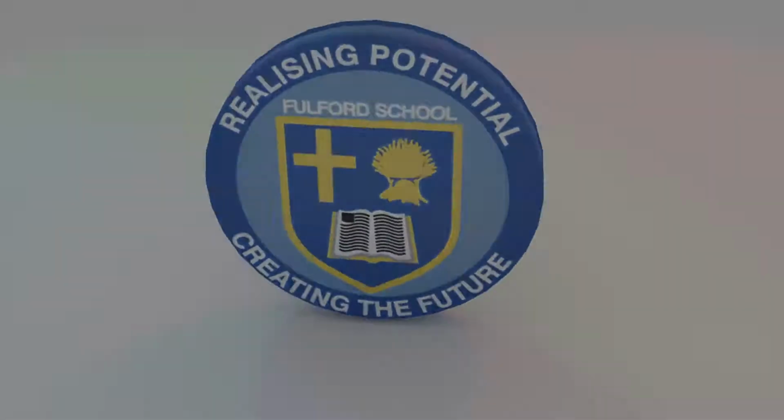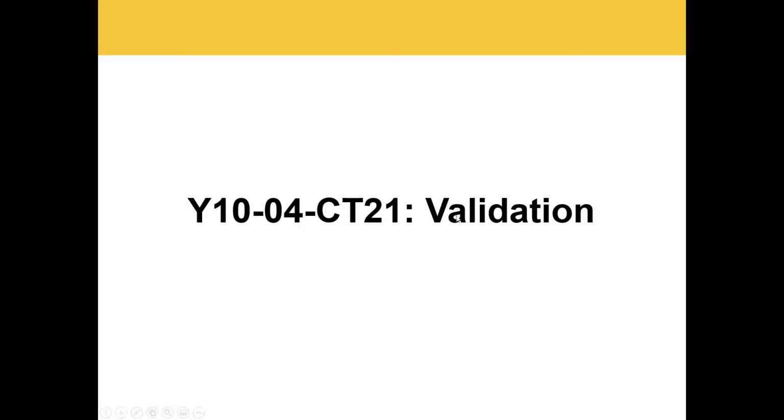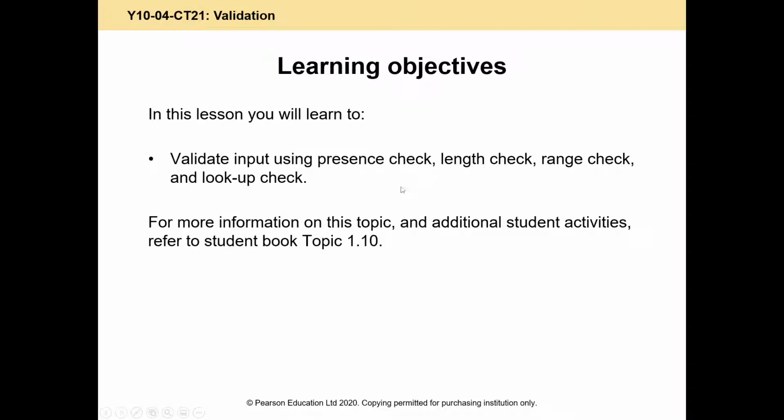Okay, good morning. So today's lesson is all about validation, which means that we're checking the values that the user types in to make sure that they are sensible. If we get validation right, we can make our programs much easier to use, give better feedback, and be more reliable as well. So there are different types of validation. There's a presence check, a length check, a range check, and a lookup check.